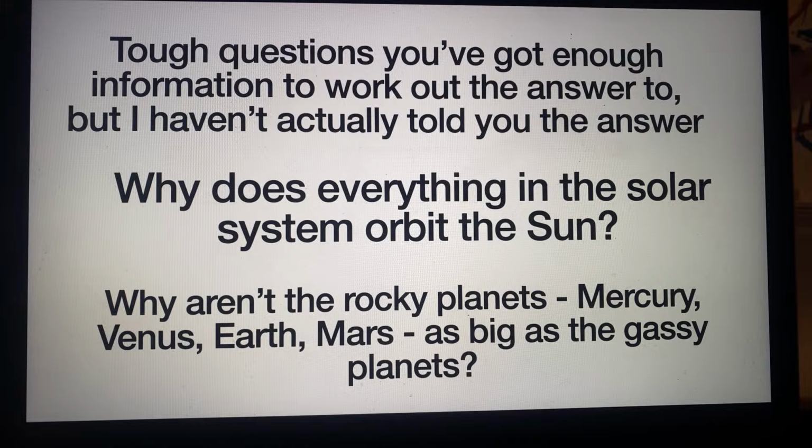So if you've got an answer for the last one, see if you can come up with another answer as well. Why aren't the rocky planets, Mercury, Venus, Earth and Mars, as big as the gassy planets? That's where our model failed, actually, isn't it? Because in my model, my lumps of rice are much bigger than any clumps of herb would be.